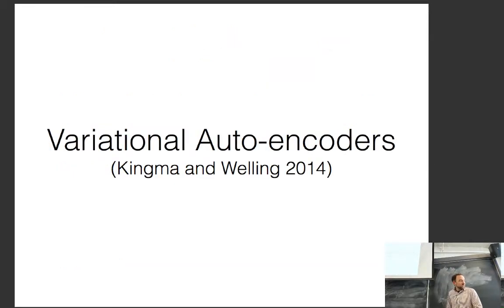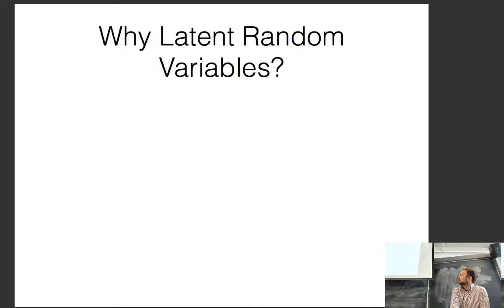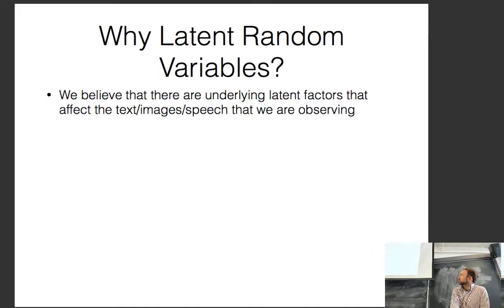Sorry, are there any questions about that? No? Okay. So given that, we'll now talk about variational autoencoders. So why do we want latent random variables? I think the reading materials this time were pretty good. I think they explained a semi-complicated concept relatively clearly, much more clearly than the original paper.